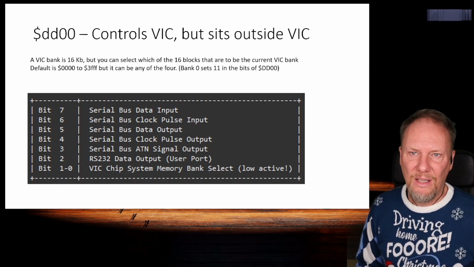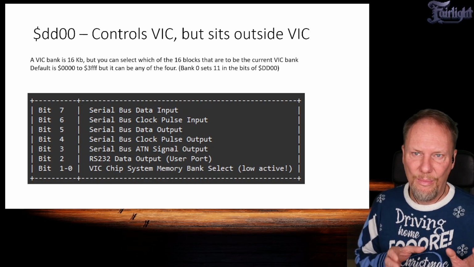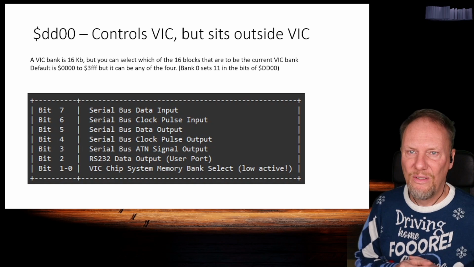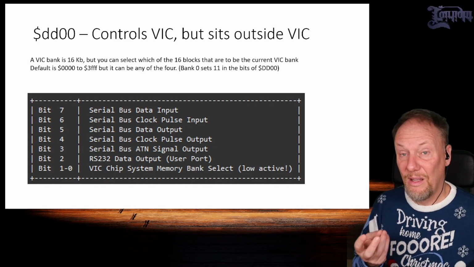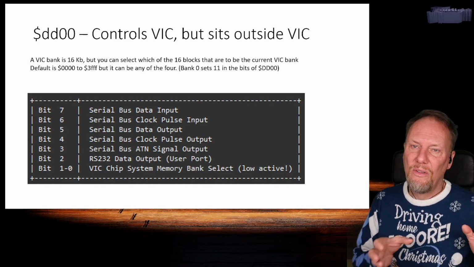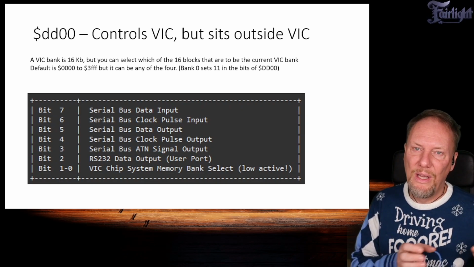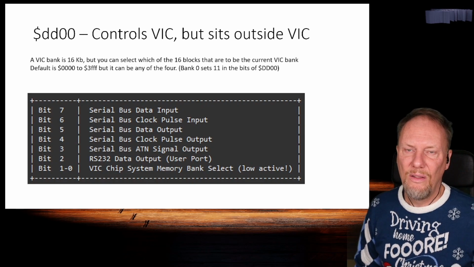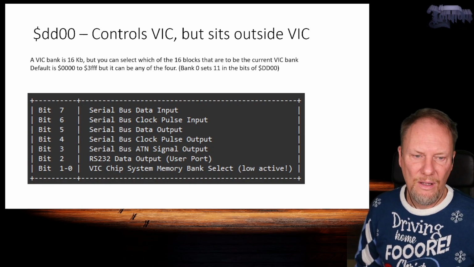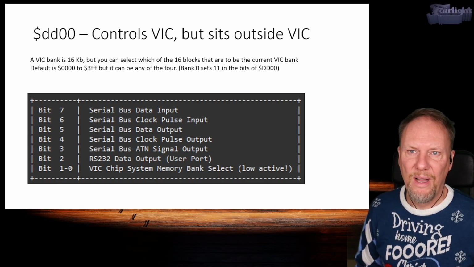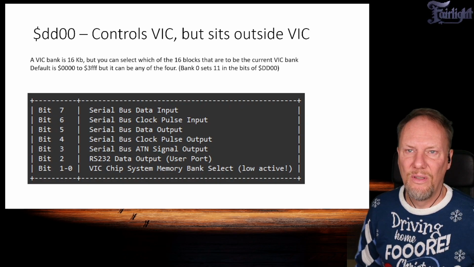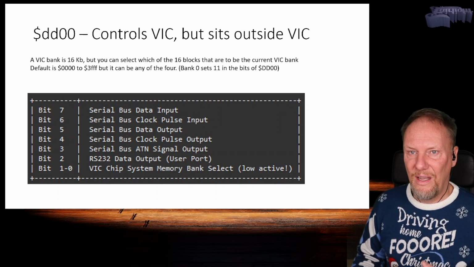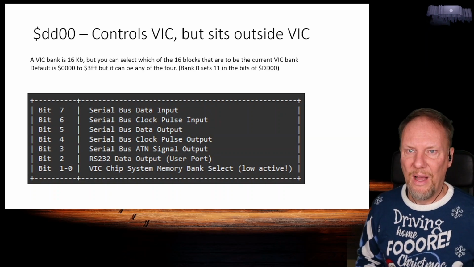But the VIC can only see 16 kilobytes, so that means there needs to be a register that can have 4 values to set that 16K to be bank 0, 1, 2, or 3. And those are the lower 2 bits of address DD00. So it's in the second CIA chip, the second timer chip, that has this.